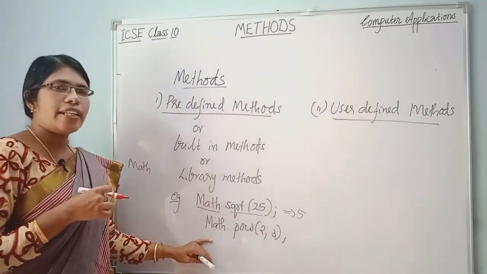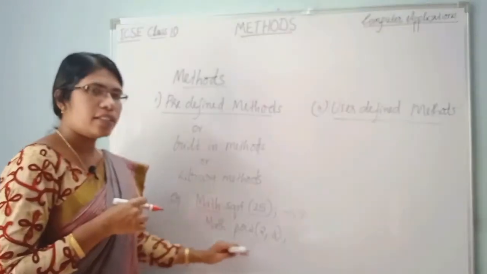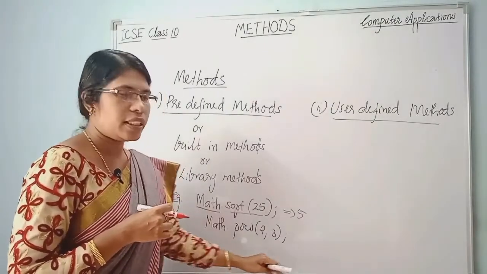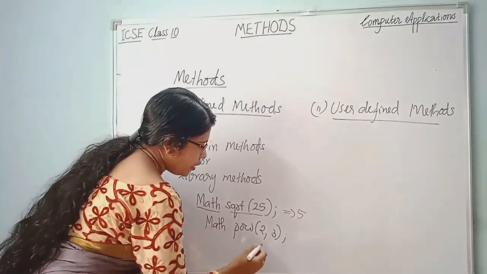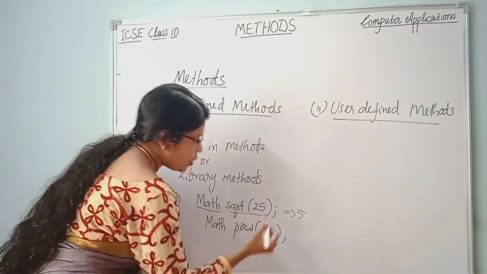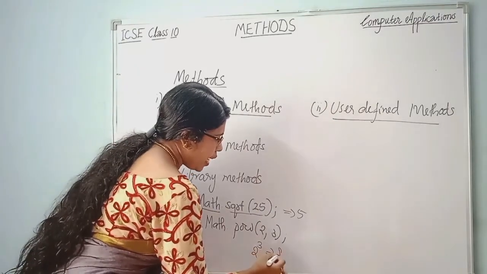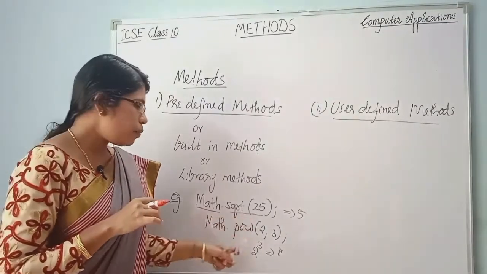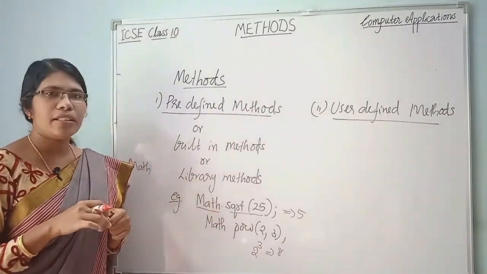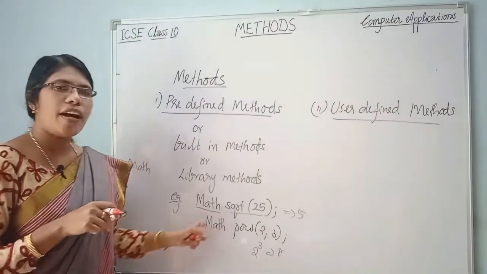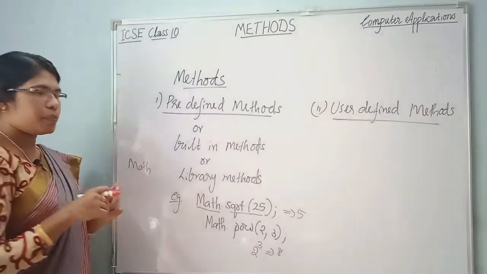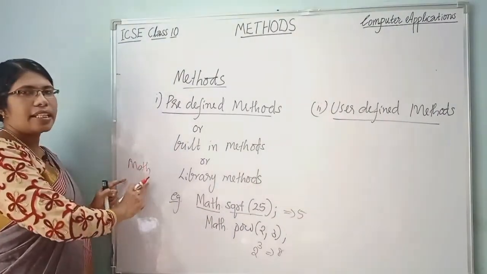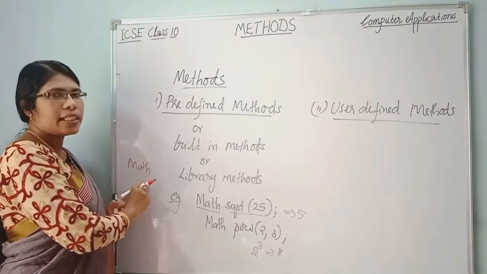If you want to find the power value, math.pow of 2, 3. That is, it returns the first argument raised to the second argument, and we will get the answer as 8. So sqrt and pow are the predefined methods that are defined under the math class. So mathematical related functions are defined in the math class.